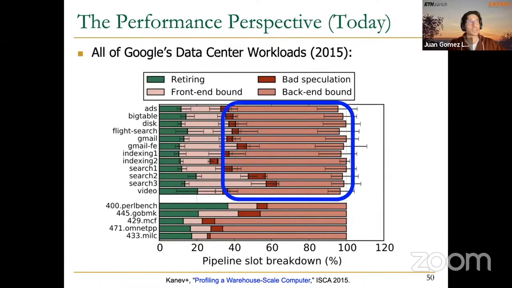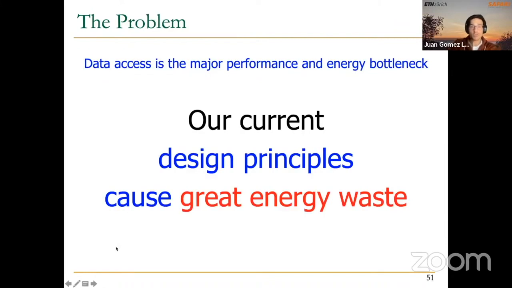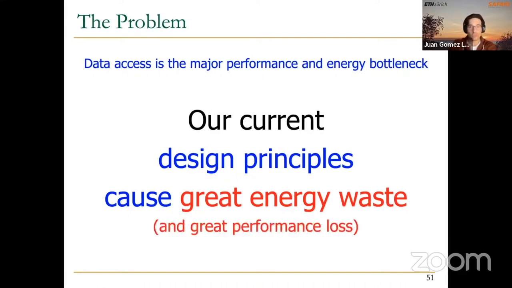This is a more recent study from Google published in 2015, where they showed that also a large amount of execution cycles was spent on accessing data. And here you see some of the workloads that they run in their data centers. So the problem is that data access is the major performance and energy bottleneck. And one reason for that is that the current design principles cause great energy waste and also great performance loss.